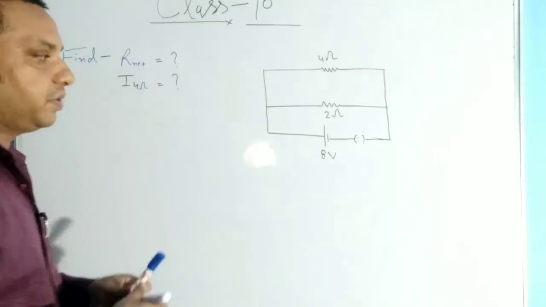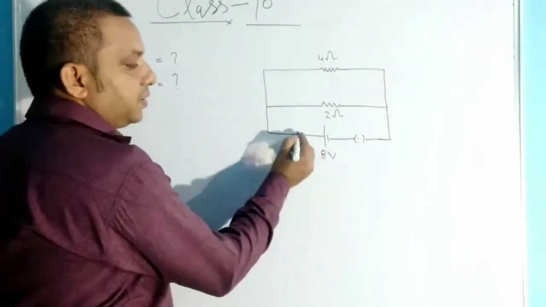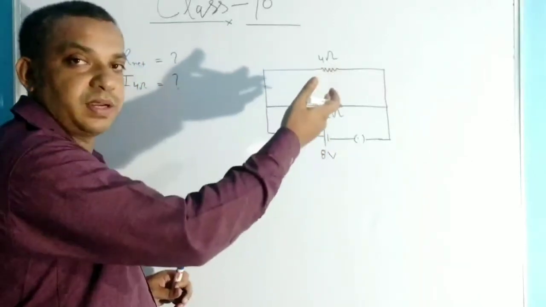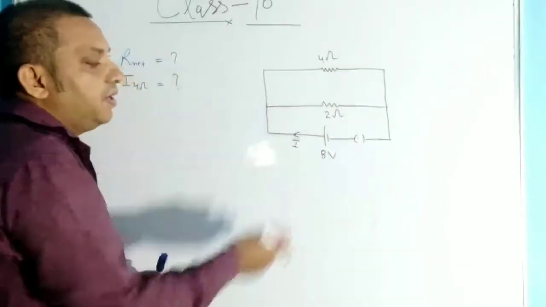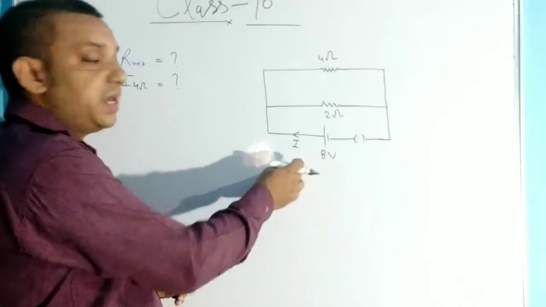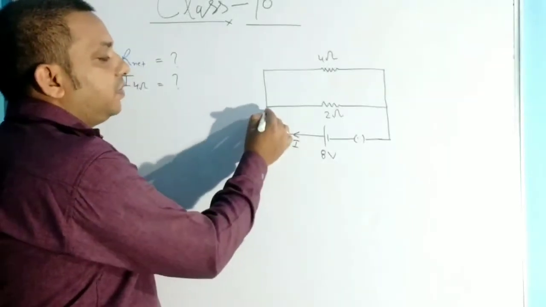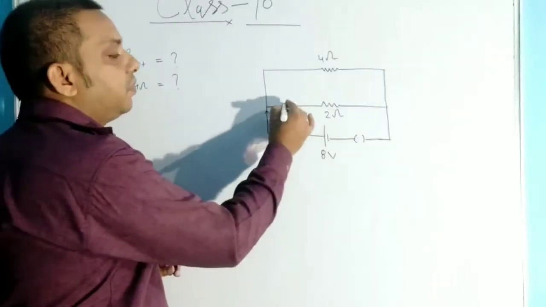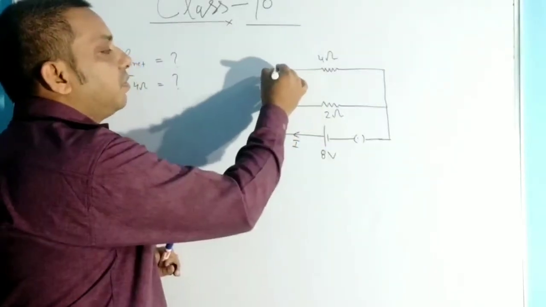Right? Here you can see that this is the cell. So there is a current. I will start from the cell. According to the resistance offered, the current will flow from this 8 volt supply. And because there are two branches in the circuit, some current will flow this side and some current will flow this side.